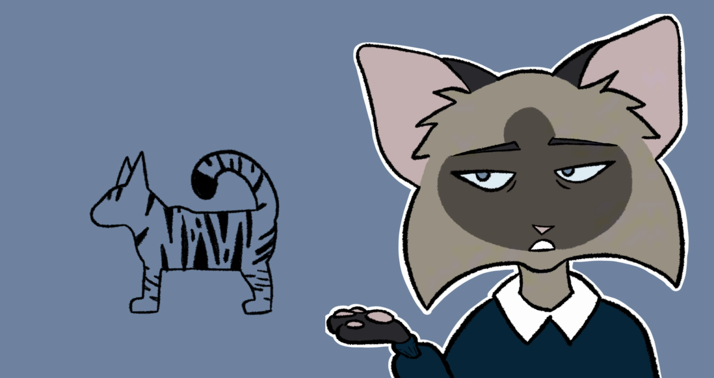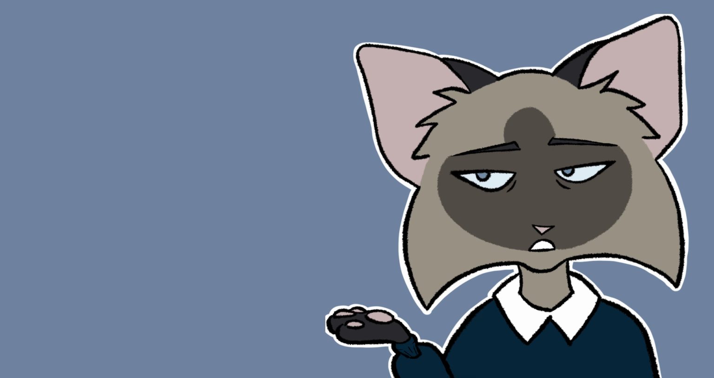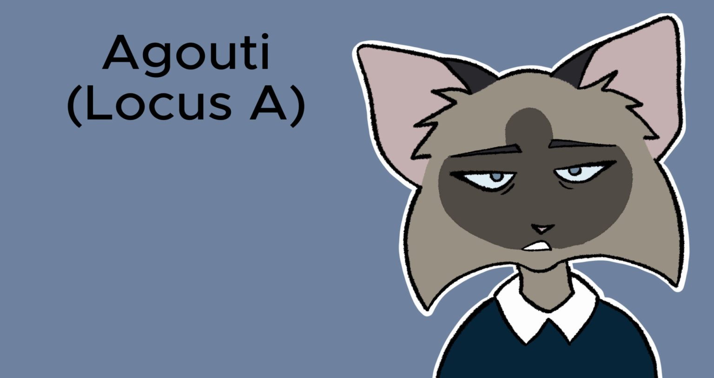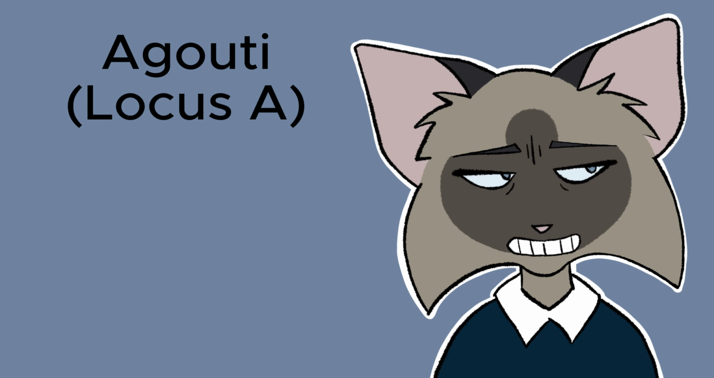So there are two major things that can affect whether a cat appears tabby: the agouti locus, otherwise known as locus A, and the tabby locus, or locus T. So we're going to start with the agouti locus, just because it makes the tabby locus easier to understand.